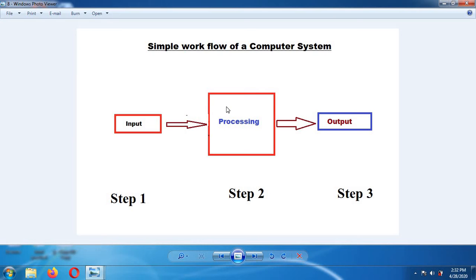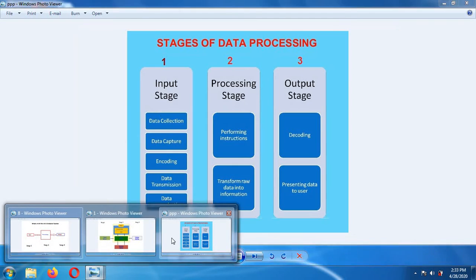After applying these operations, the CPU generates an output, and that output is sent to an output device like the monitor or printer, right, where the printer and monitor show you the result or print your result. So these are the three steps in which a computer works.